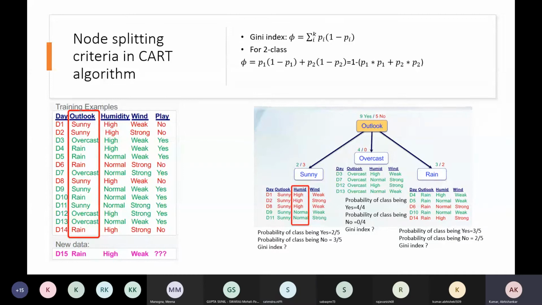So here the idea is to decide which node, which feature you have to select for splitting. What are the options available with you? First of all, we will understand what a feature means. How many features does this data have? On the left-hand side, can you go and tell me how many features it has? Outlook, humidity, and wind. Three features: outlook, humidity, and wind.